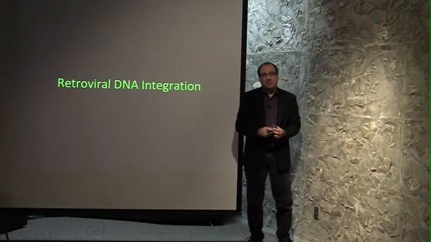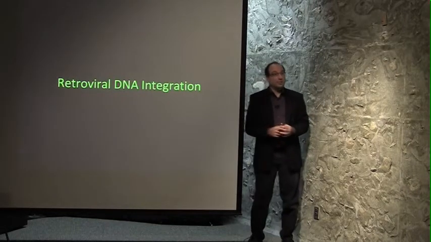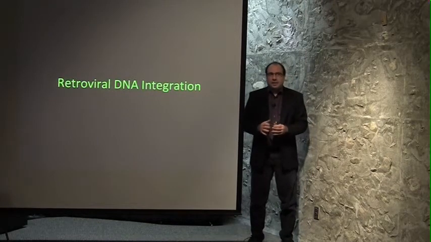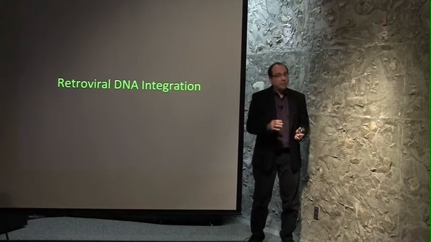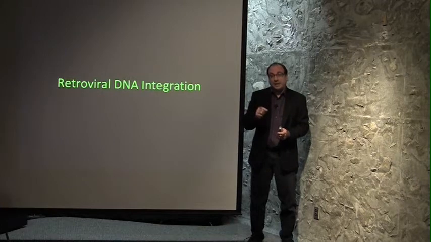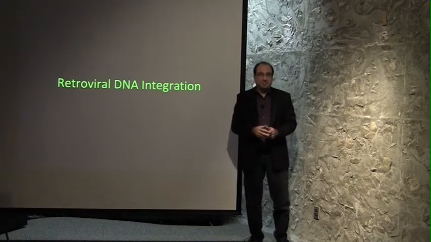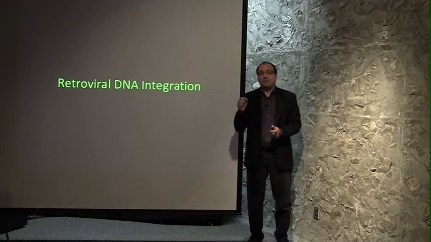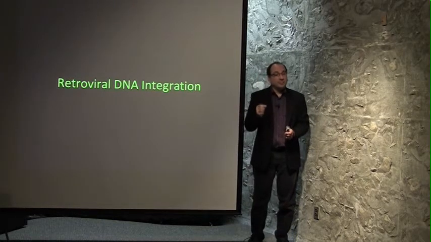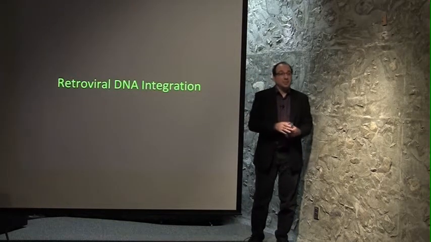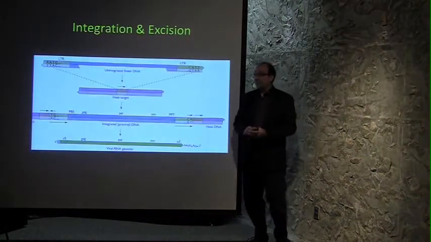So today we're going to continue our discussion about the retrovirus family. In the last lecture we talked about how retroviral RNA is converted from single-stranded RNA to double-stranded DNA. We're going to finish discussing that by talking about how the double-stranded DNA then becomes integrated into the host chromosome.